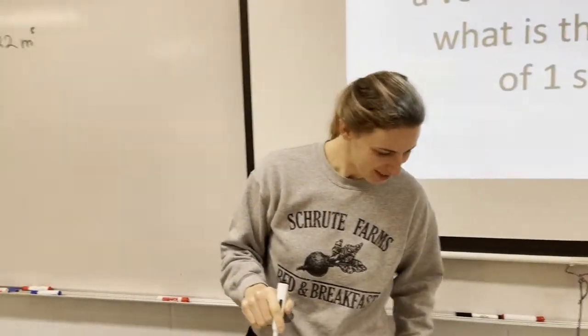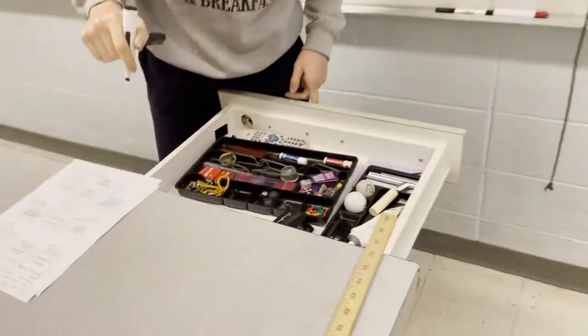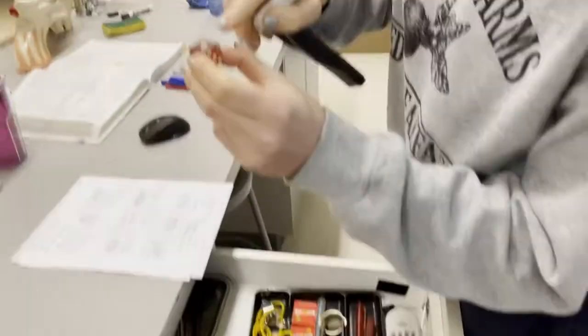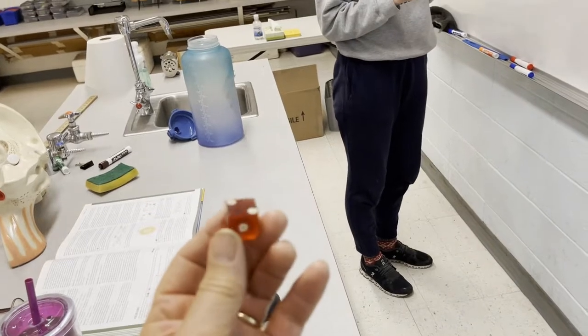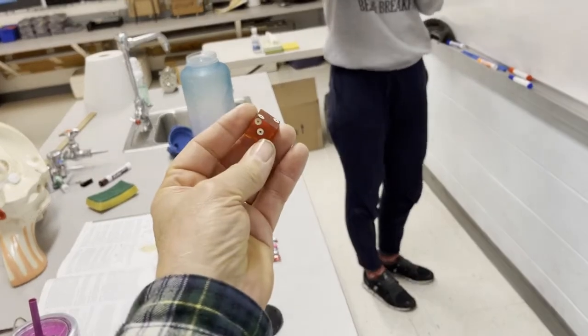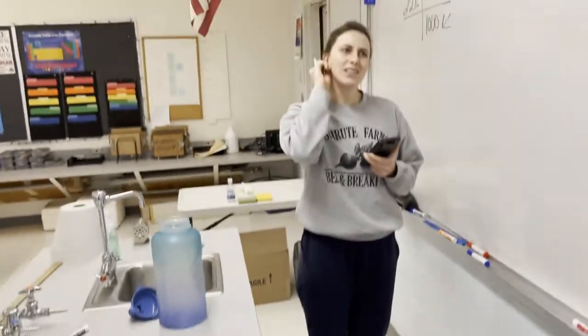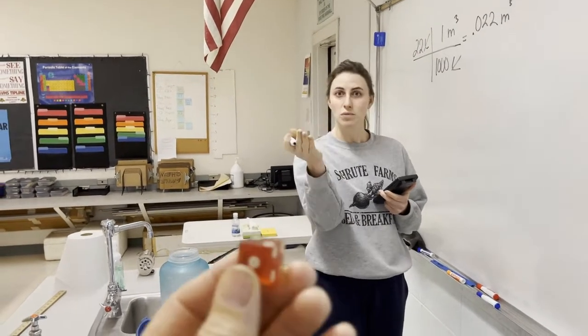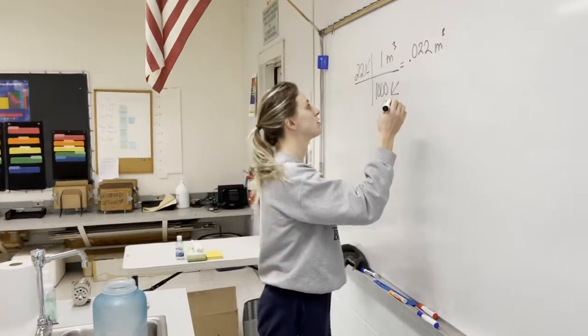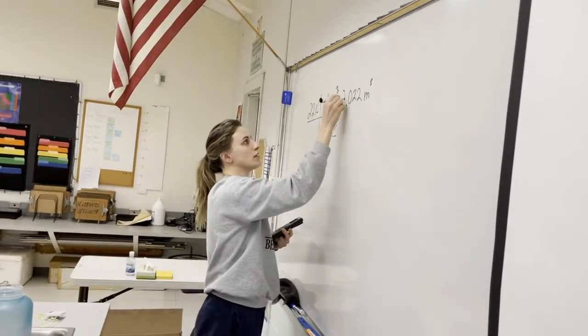Don't you have a cube in here? Oh, here we go. Okay, we're asking, what is the length of one side if this was 0.022 cubic meters? What's the relationship between the volume and the length of the side? Isn't it like length times width times height? Yeah. And if they're all the same, it's a cube, so that means we need to take the cube root of this, right?